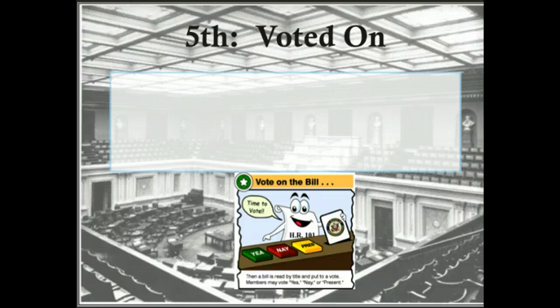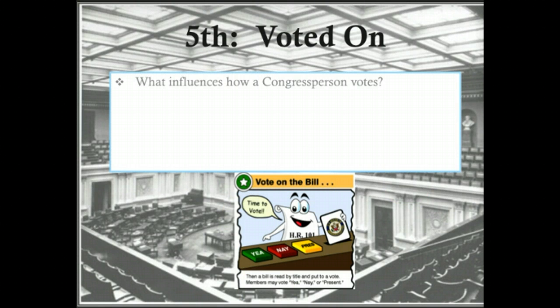Okay, the fifth step, legislation is voted on. Okay, don't forget what influences how a congressperson votes. Okay, part of the voting process is log rolling. I'll support your bill if you support mine. You're going to care about your constituents when it's close to an election. And you're also going to think about interest groups who have given you campaign donations.